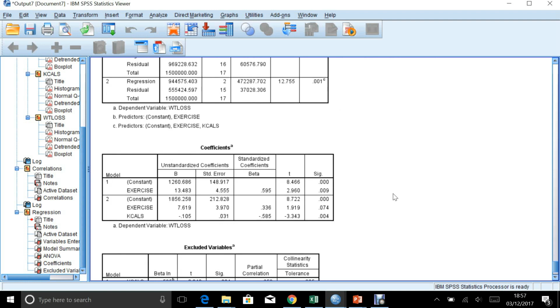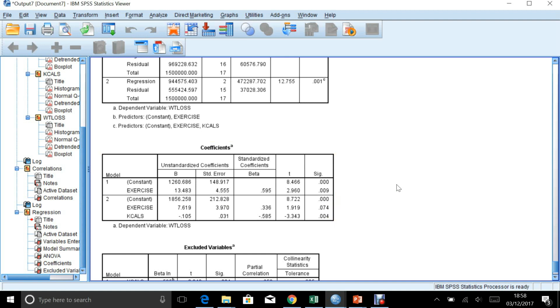What I would like you to do is to construct two regression equations. So for the first model, it would be y equals a, which is the intercept, which is this value here, the constant, sorry, 1260.67, plus b, which has a value of 13.48, which is our value for exercise, times x. And because we're not solving the equation at the moment, I'd just like you to put x in brackets to complete the equation. So here we can see exercise is significant.